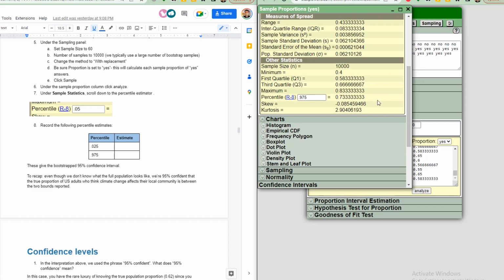So what can I say? I'm 95% confident that the population proportion is between 0.5 and 0.7333 based on my sampling. You're going to get something slightly different.